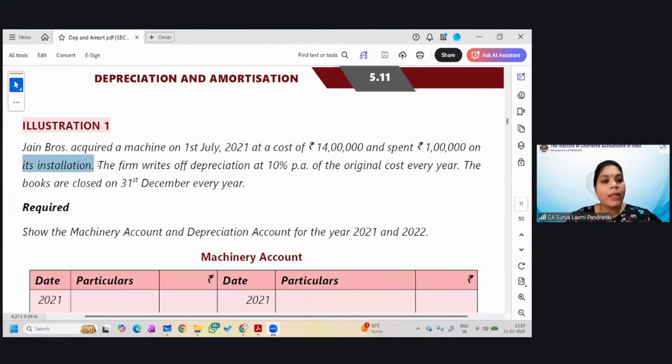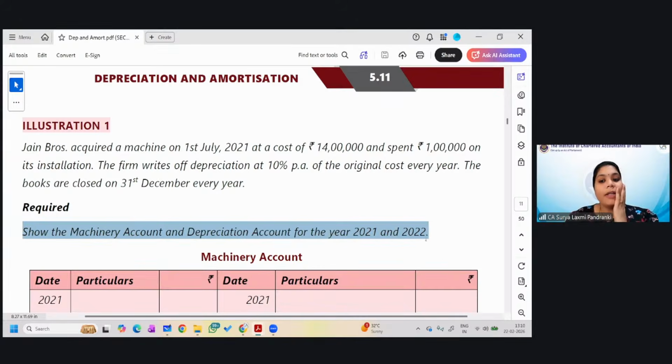Next one. The firm writes off depreciation at 10% per annum of the original cost every year. The books are closed on 31st December every year. So what is the year end date? 31st December. They're asking you to show the machinery account and depreciation account for the years 2021 and 2022. Correct? For both the years, they are asking you to show the machinery account and depreciation account, both of them.